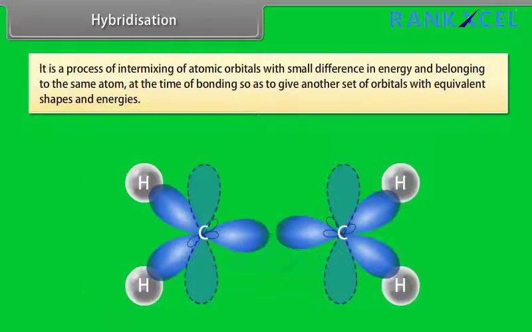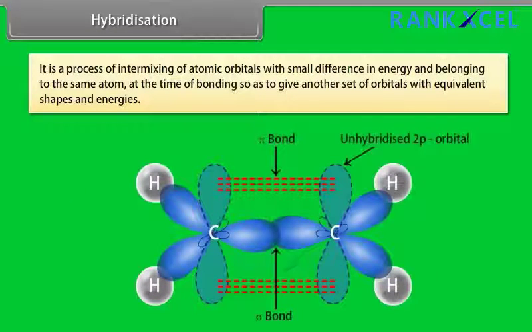Hybridization. It is a process of intermixing of atomic orbitals with small difference in energy and belonging to the same atom, at the time of bonding, so as to give another set of orbitals with equivalent shapes and energies.